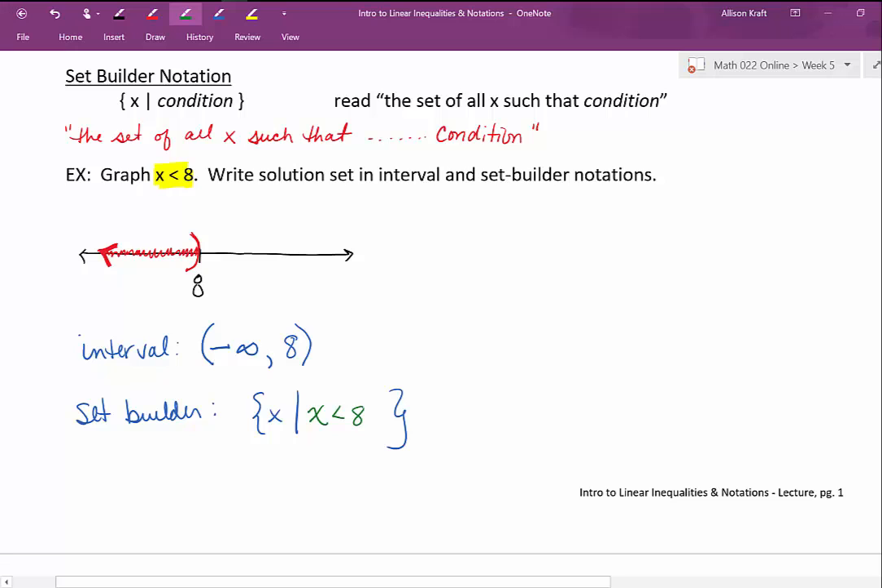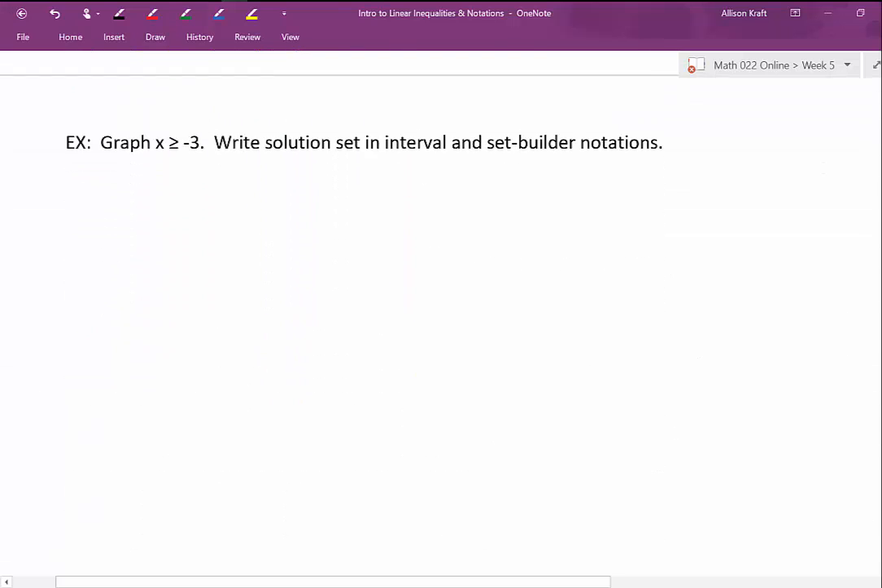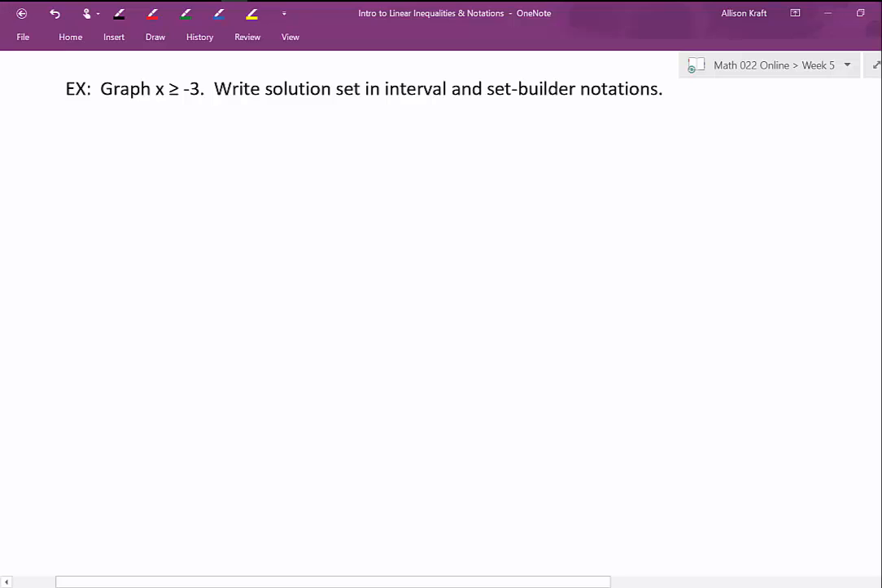Let's do one more. I want to graph x is greater than or equal to -3 and write the solution set in interval and set builder notations. Start with my number line and -3. I want x to be greater than or equal to -3. The greater numbers are located to the right. I'm going to shade to the right and put an arrow to indicate that my shading continues forever.